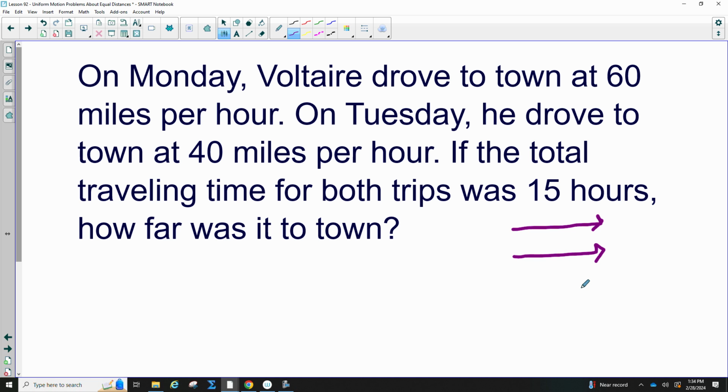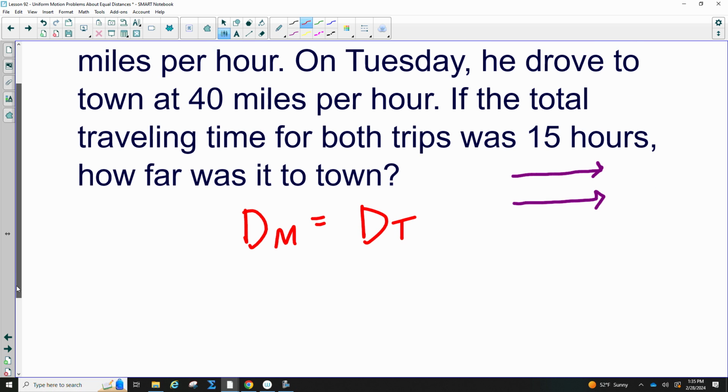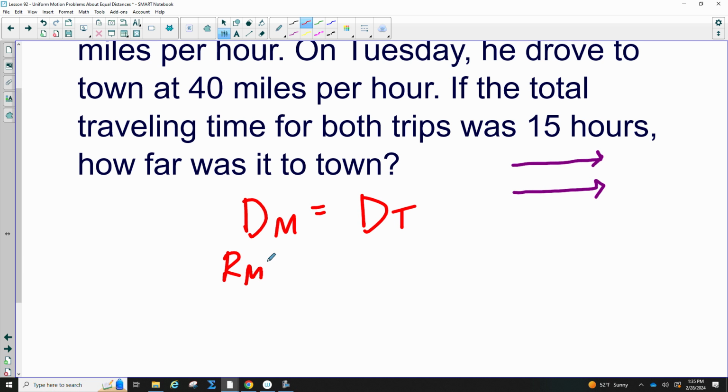This is a problem that we call same trip. Okay, the last one was there and back. Either way, it's equal distances, okay? So he went there on one day, and then he went there on another day, okay? It's the same distance. So I'm going to do this one as distance Monday equals distance Tuesday. All right, then we always replace our distances with rate times time. So I'm going to do rate Monday times time Monday equals rate Tuesday times time Tuesday.